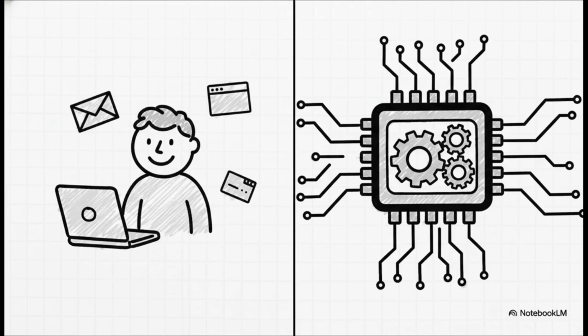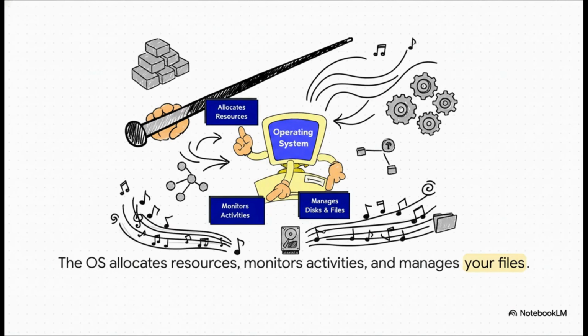So, the OS is constantly juggling a few really important goals. For you, its job is to make the computer convenient and to run your programs without a fuss. But from the computer's perspective, the goal is pure efficiency, squeezing every last drop of performance out of that hardware. I love this slide because it gets the idea across so well. Think of the OS like the conductor of a massive, complex orchestra. It allocates resources, telling each part what to do, it monitors all the activities to make sure they're working in harmony, and it manages all your data, keeping everything organized.